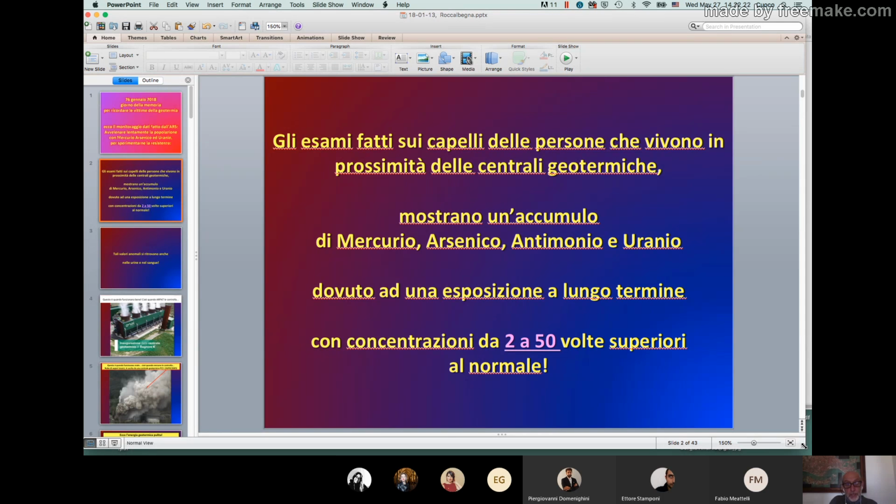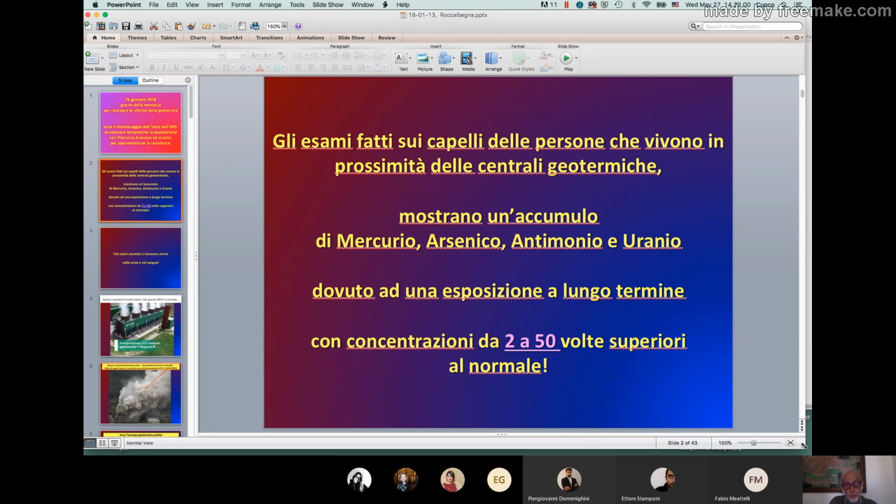What is interesting is that if you go to all the populations around Amiata, in the villages where the geothermal power plants are, then you find that there are many illnesses. Many of them are related to lungs and blood. Many of them are related to the brain, particularly cancer. Brain cancer is extremely common at Amiata.